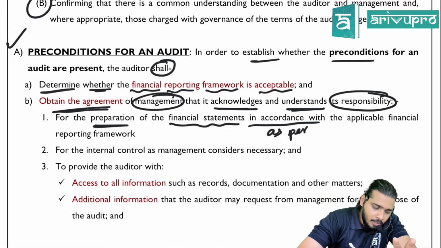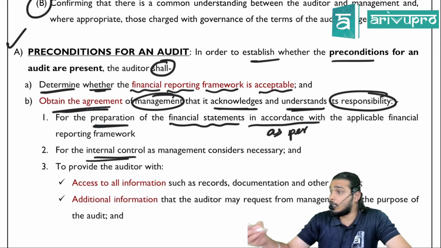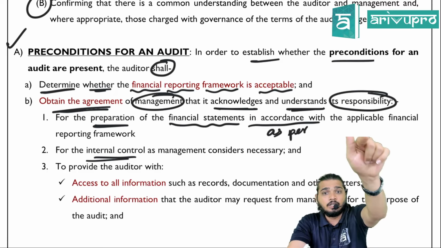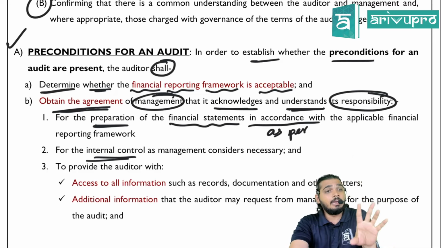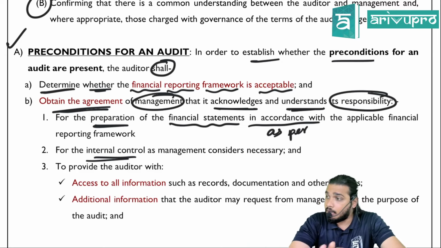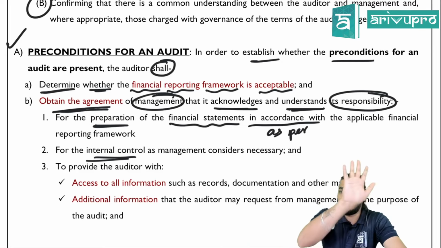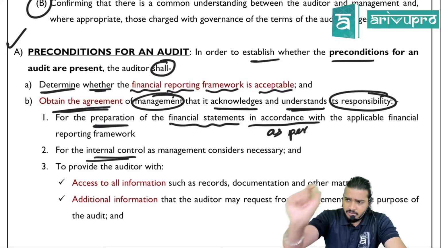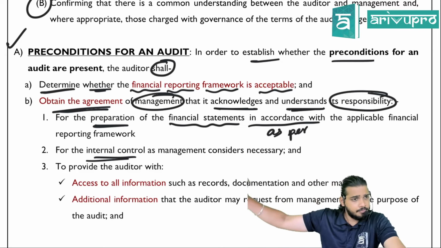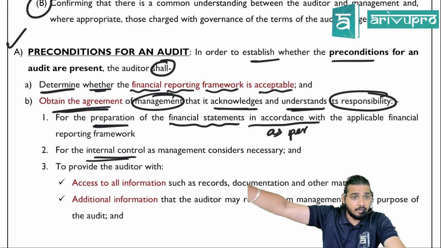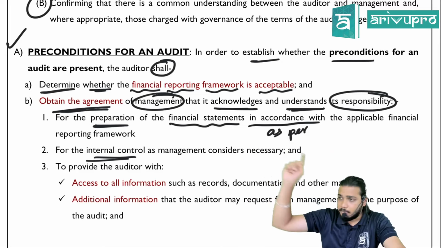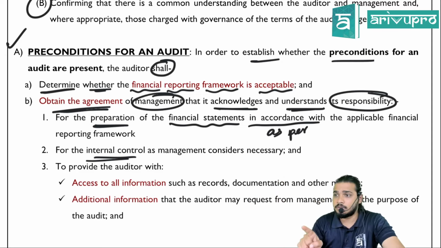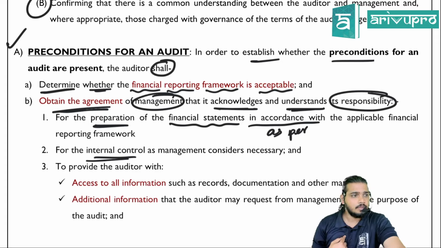Second responsibility, for internal control as management considers necessary. Sir, maintaining ICS is not my responsibility, it is yours. My responsibility is, have you maintained it properly? I am not responsible to put ICS in your entity. That is your call. Why? Biggest reason. Who knows the business better? Management or auditor? Who knows the company better or the entity better? Management or auditor? Management. Who knows their people better? So who should put control systems? Management and not we. Understood?